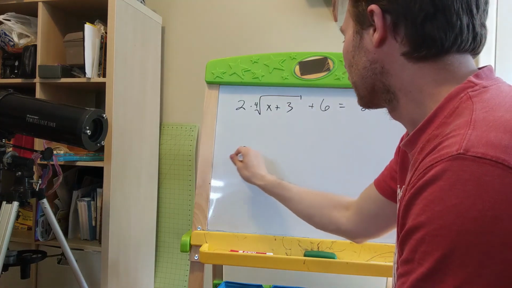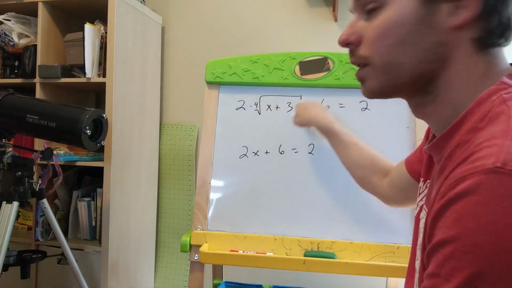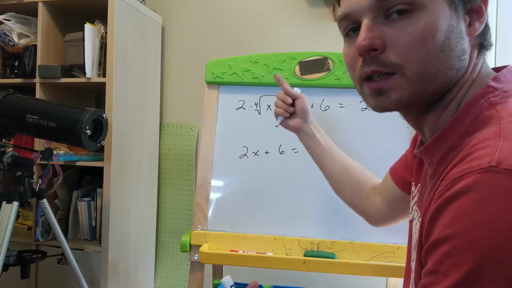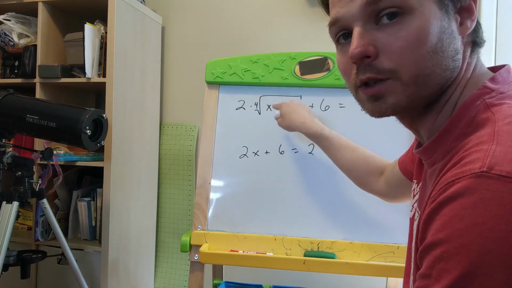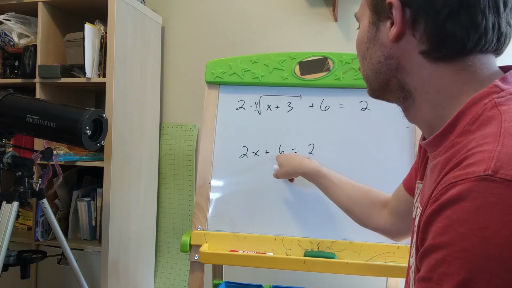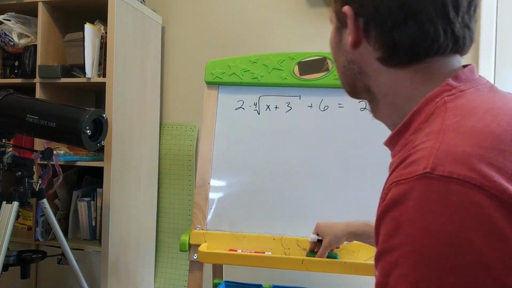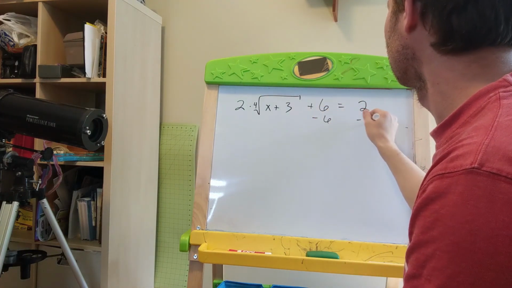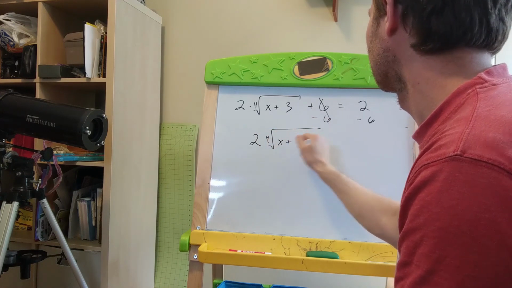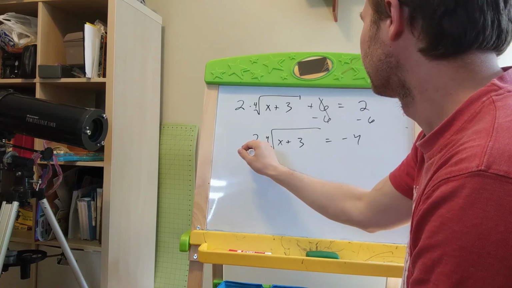All right, again, if you're thinking about what to do, think about what you would do if you had this set up right here. Just think of this as one big variable to start. We want to get this thing by itself and then take both sides to the power. So first things first is to get this thing by itself. If you had 2x plus 6 is equal to 2, you would subtract 6 and then divide by 2. All right, so let's subtract 6 from both sides, and then we're going to divide by 2.